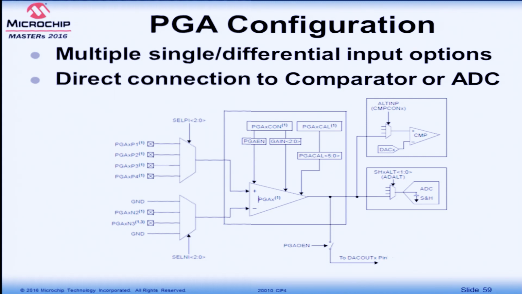So this is how you set it up, and there are multiple inputs provided. You can either use it in a differential manner, or you can hold the second input to ground and use it like a single-ended amplifier, and of course you specify the gain. There is also an automatic calibration feature.